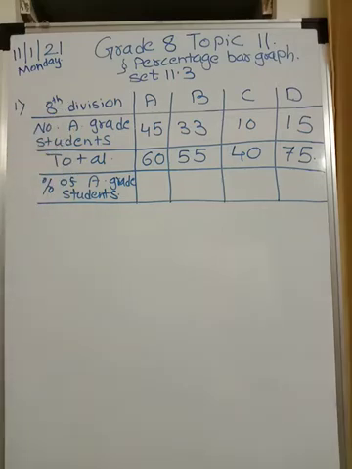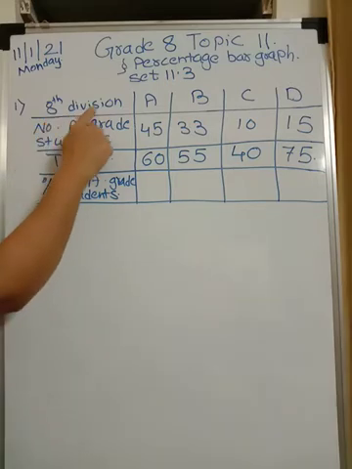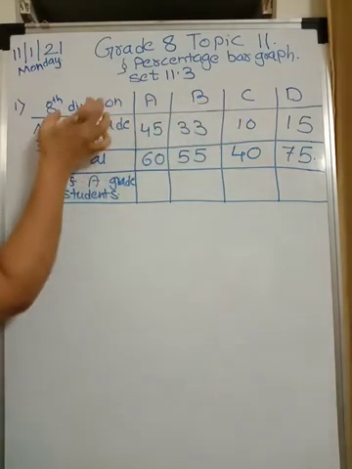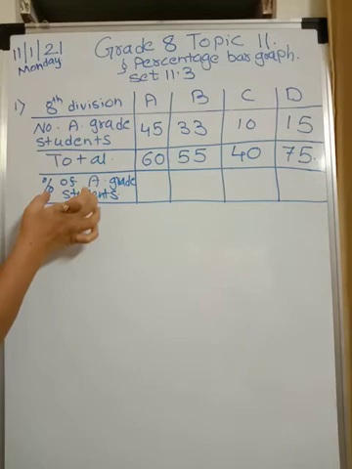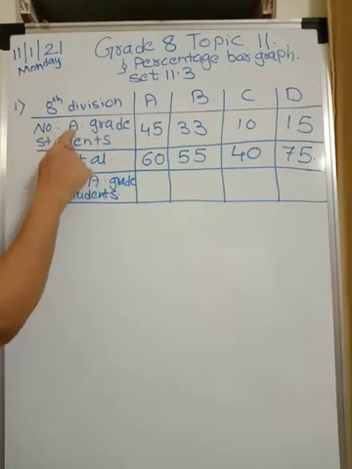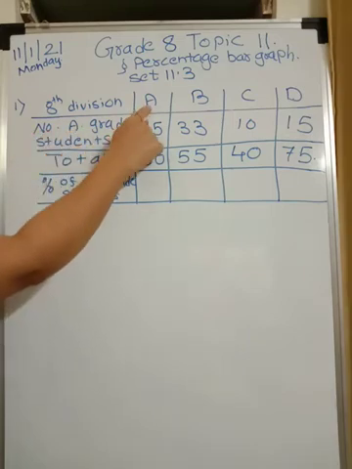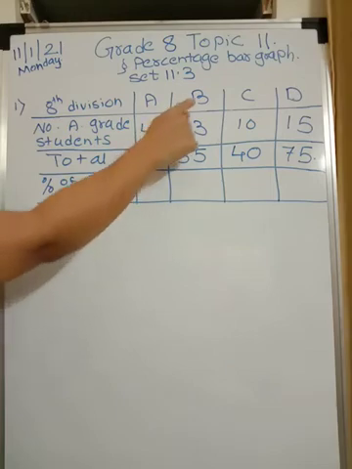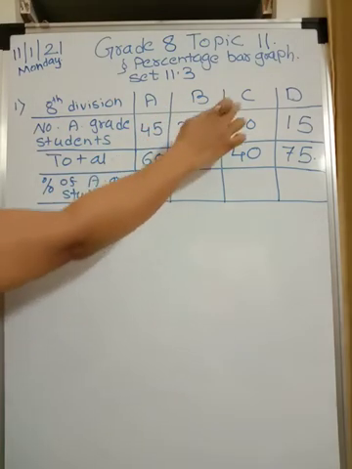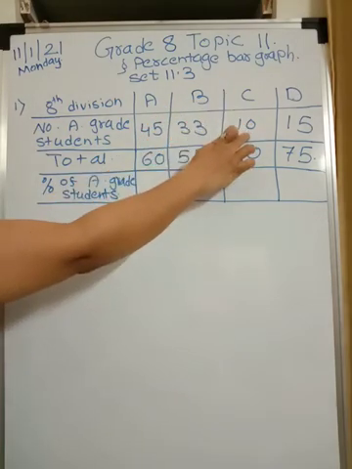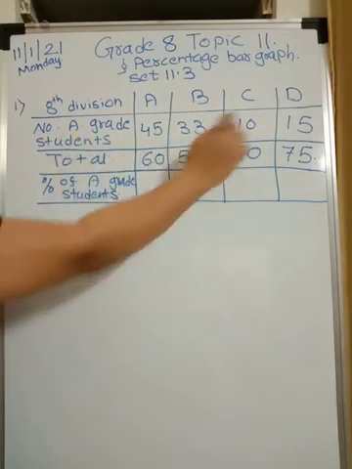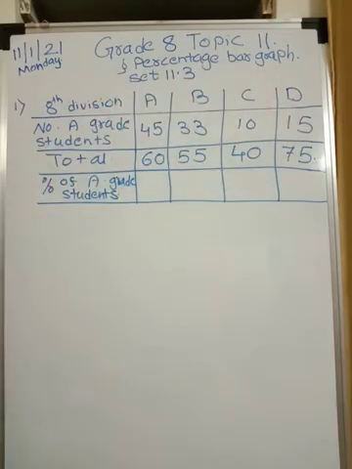specifically only 3 rows they have given. First is 8th standard divisions are A, B, C, D. Now I have shortcut this, you can write as it is given into the textbook. Number of A grade students. In A division 45 students are there. In B division 33 are there. In C 10 students are there who are securing A grade, and in D division 15 students are there.